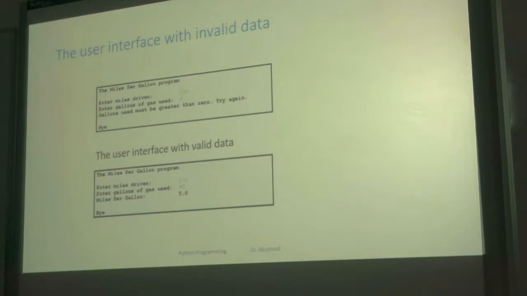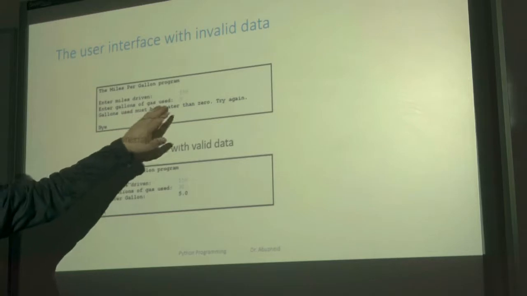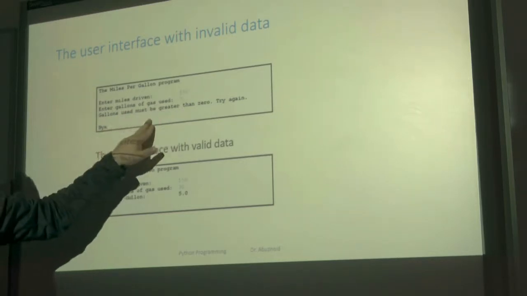So this is another program available for you. Just try it out. Okay, the miles per gallon. How can you know the number of miles per gallon? Very simple. Enter the miles driven, 150. Enter the gallons of gas used. Okay, that should give you an error.